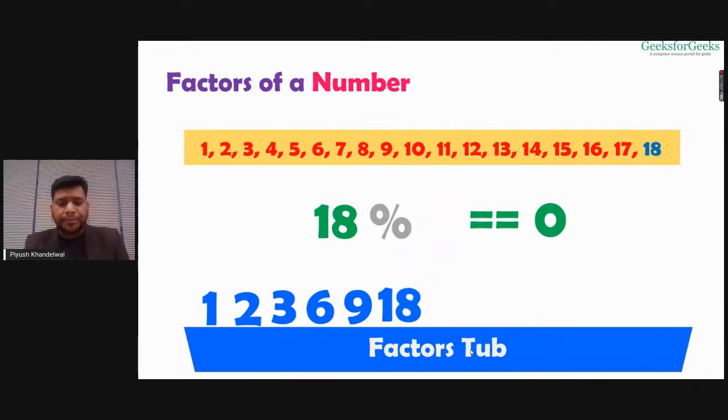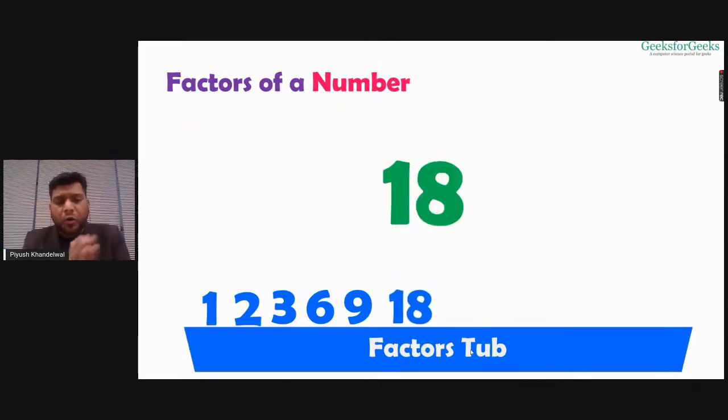So now we have seen the factors of 18 are all the numbers that are there in my factor term. It is 1, 2, 3, 6, 9, and 18. These all are the factors of 18, because we have seen while traversing from 1 to 18, these were the only numbers that completely divide 18, or on dividing 18, they give me remainder 0.